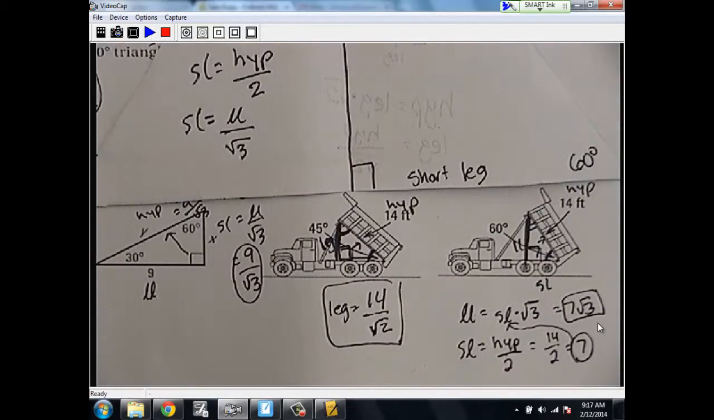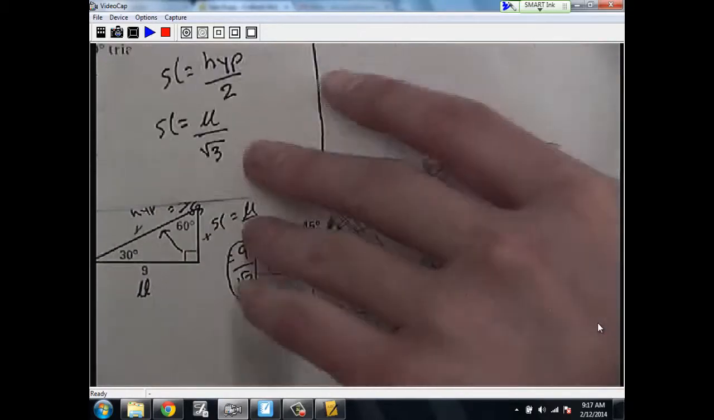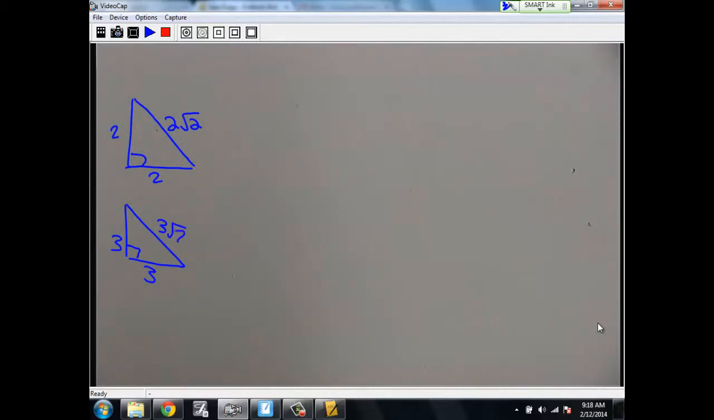Check this out real quick. If I give you a 45, 45, 90 triangle, this is 2, this is 2, what's this one going to be? 2 square root of 2? 2, 2, 2 square root of 2. If I go like this, 3, 3, what's this one? 3 square root of 2. It's always times the square root of 2.